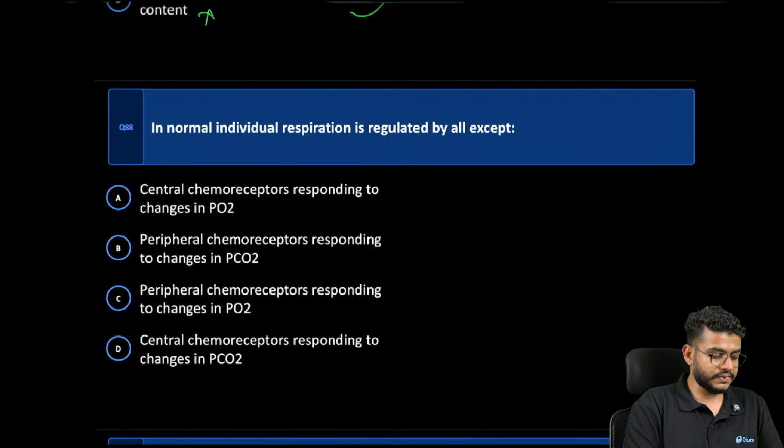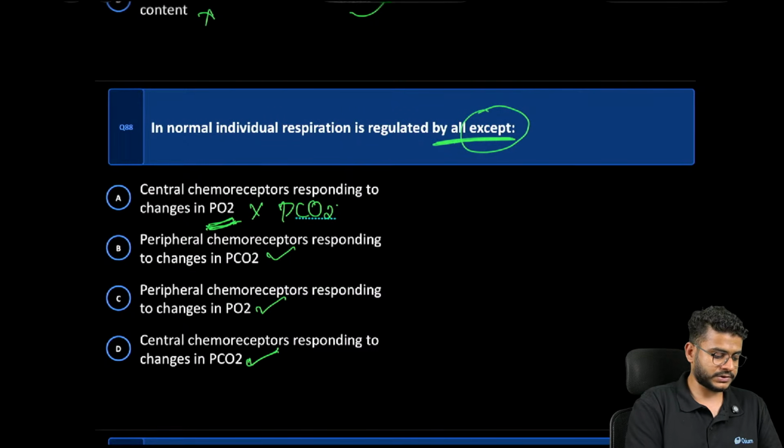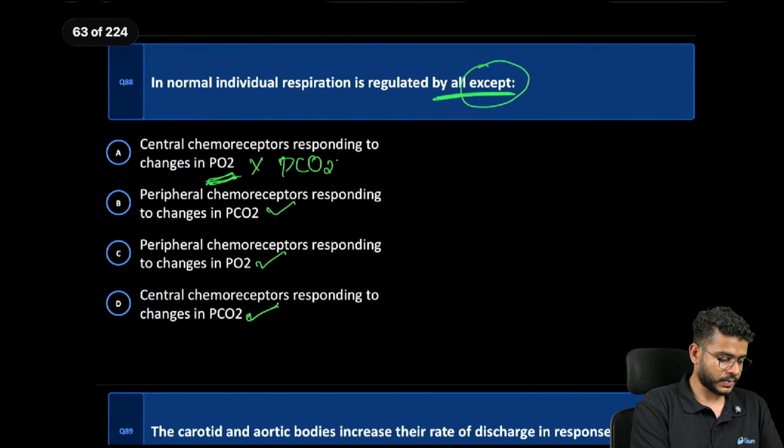In a normal individual, respiration is regulated by all except, which is the wrong statement. Central chemoreceptors responding to change in PO2. That is a wrong statement, because central chemoreceptors respond to the change in PCO2, not PO2. Yes, peripheral chemoreceptors respond to changes in O2. That is correct. Central chemoreceptors respond to changes in PCO2. This one is correct, and the first option is the wrong statement and the correct option.